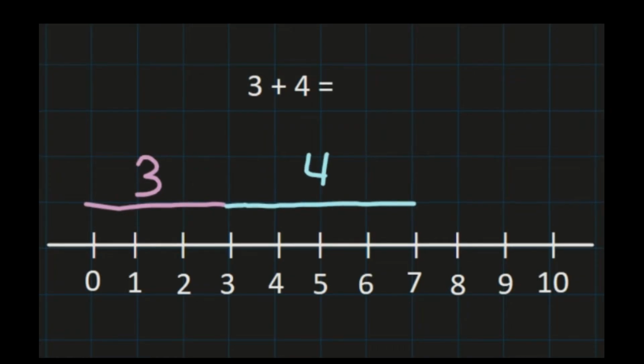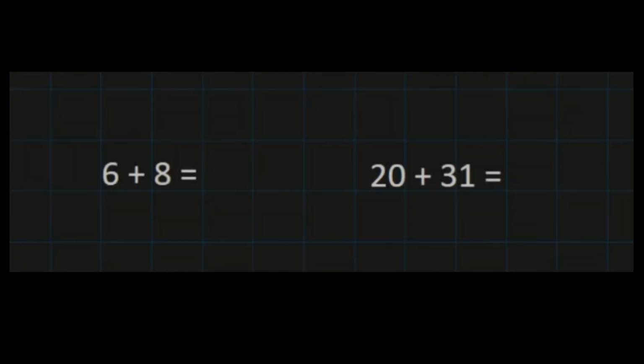We follow the steps of taking the absolute value of 3 and adding it to the absolute value of 4, keeping the sign of the numbers in our problem for a sum of positive 7. So our steps for doing these problems were to take the absolute value of the numbers in our problem, so the absolute value of 6 plus the absolute value of 8, so 6 plus 8 is 14, and we keep the sign of the numbers in our problem, so positive 14.